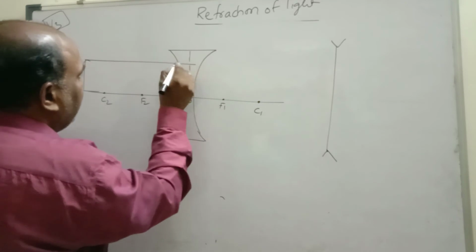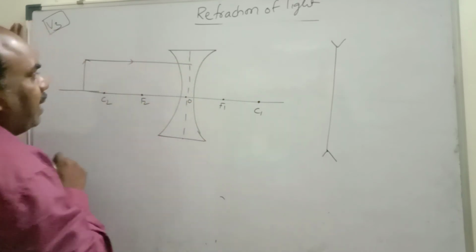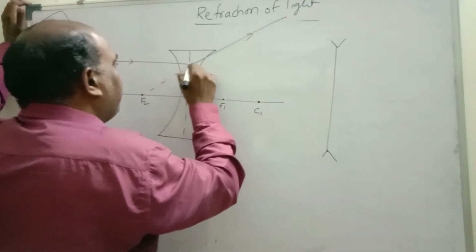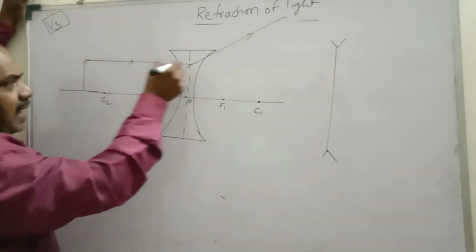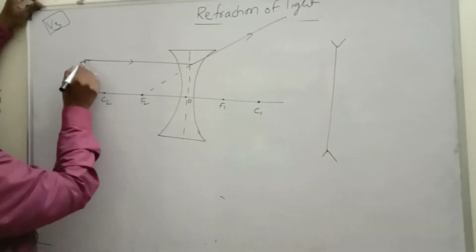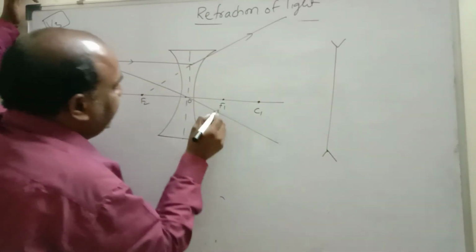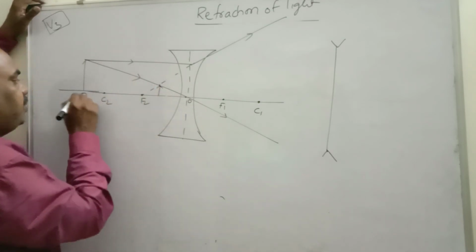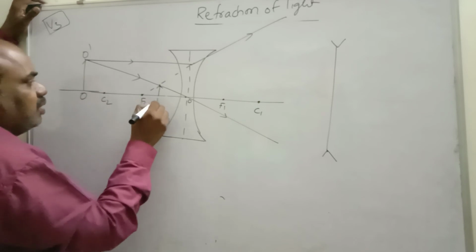Now say this is a parallel ray. Parallel ray, what will happen, children? It is a diverging lens, so it diverges and seems to meet at the focus. For a convex lens, a parallel ray meets at the principal focus; here it diverges and seems to meet at the focus. One more ray I am taking, which goes through the optic center and goes undeviated. This is the intersecting point. This is the object, this is the image.